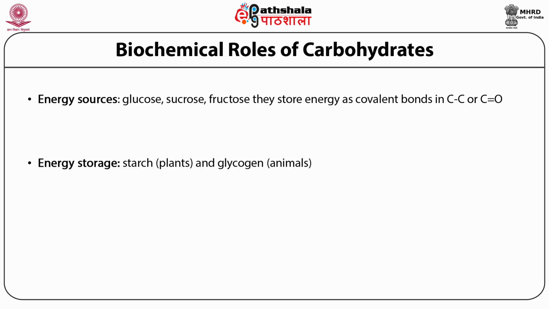Because the energy is stored in these covalent bonds, these molecules are good energy sources for the body. The second important biochemical role of carbohydrates is that they serve as energy storage forms in our body. For example, starch is the storage form of glucose in plants, while glycogen is the storage form of glucose in animals. And glycogen is found predominantly in the liver and in the muscle of animals.